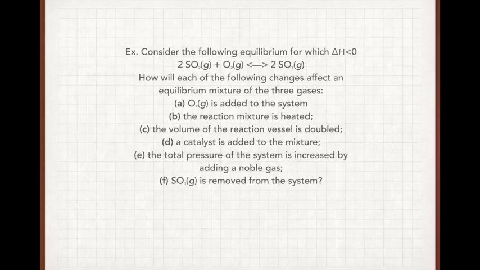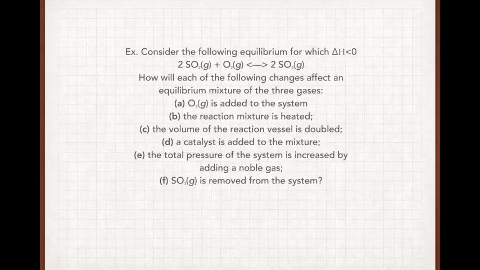So let's look at an example. You guys are going to write this out, but I'm just going to talk it through. Okay? So for this example, it says that your delta H, your change in enthalpy, is less than 0, which means that this is an exothermic reaction, meaning heat is going to be on your product side because it's being released.